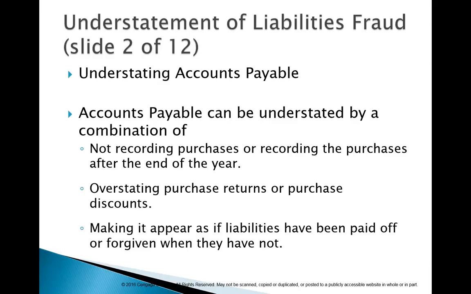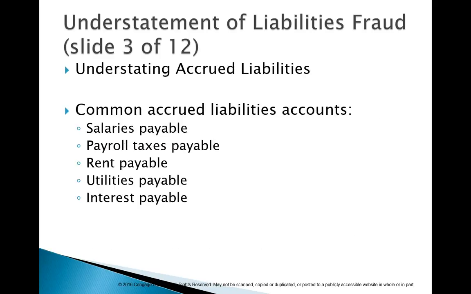So we talked about accounts payable can be understated by a combination of not recording purchases or recording the purchases after year end. You can overstate purchase returns or purchase discounts. So overstating how much you actually returned of the inventory that you purchased, or overstating the discounts that you were able to take, which will understate your accounts payable. And make it appear that you've paid off your liabilities or they've been forgiven when they actually have not.